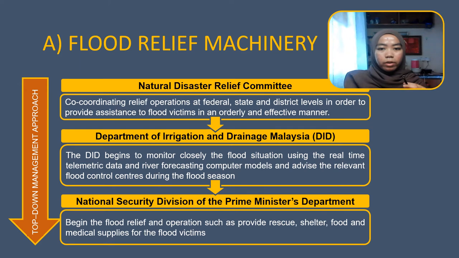Second, Department of Irrigation and Drainage Malaysia, DID. DID begins to monitor closely the flood situation using the real-time telemetry data and river forecasting computer models and advise the relevant flood control centers during the flood season. And lastly, National Security Division of the Prime Minister Department. They are responsible in providing rescue, shelter, food and medical supplies for the flood victims.